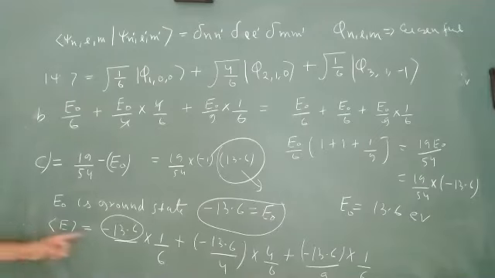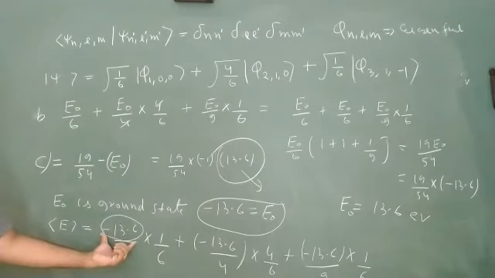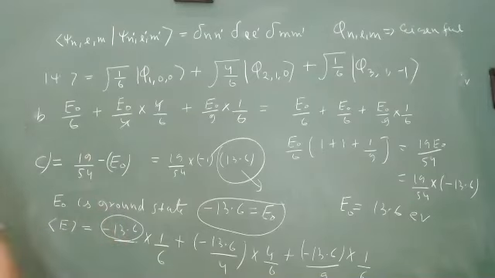And the best thing is that first you will do it with your number, and then accordingly you can put the sign. If it is ground state, then minus 13.6 will be your E naught. If it is ionization energy, then plus 13.6 will be your E naught. But the number will be the same. Are you getting this thing?